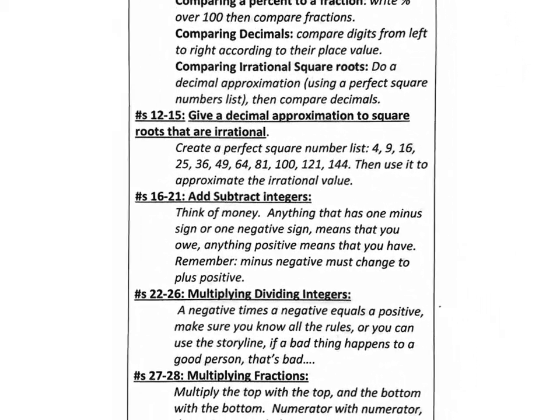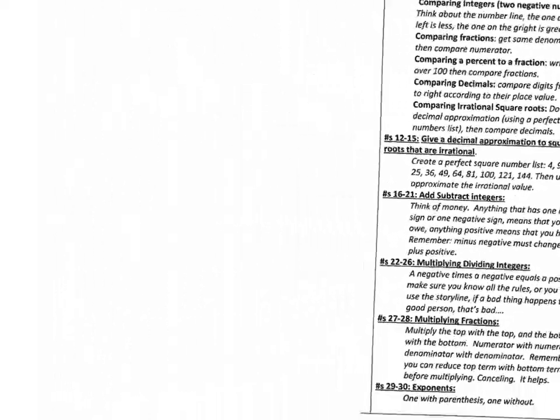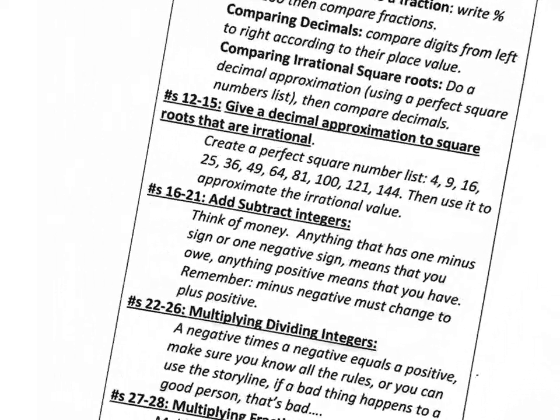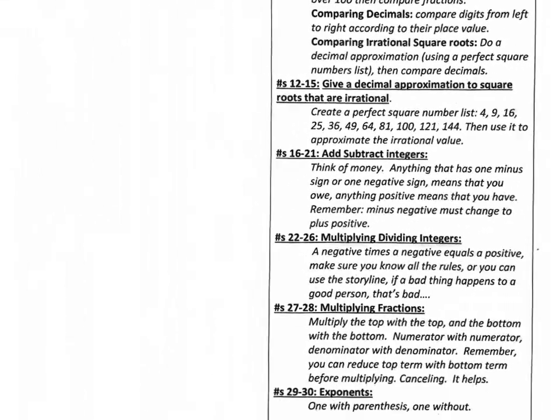Let's go back to our list of the description here. We're also going to have to do a couple where they ask you for a decimal approximation. So let's try that. Let's give a couple of decimal approximations. Oh yeah, by the way, it says right here, it tells you create a perfect square number list, 4, 9, 16. Again, that's 2 times 2, 3 times 3, 4 times 4, 5 squared, 6 squared. You create this list, and then you use it to approximate those irrational square root values. So let's try one together here.